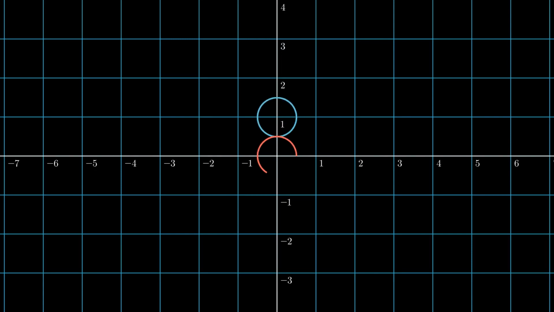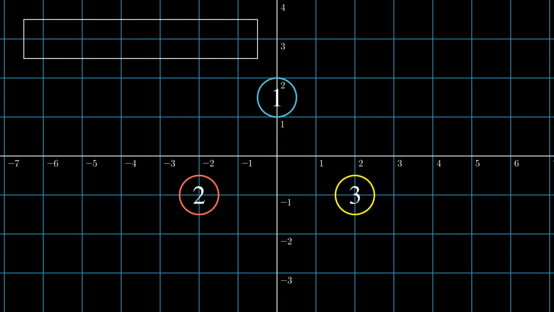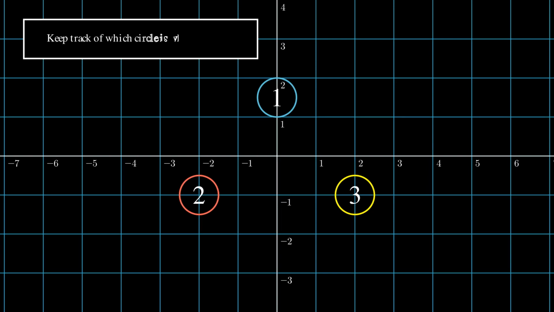Let's start this video with a quick game. See these three circles here? I'm going to label them 1, 2, and 3. In a bit, I'm going to remove the numbers and move the circles around. Try to keep track of what each circle's number is.